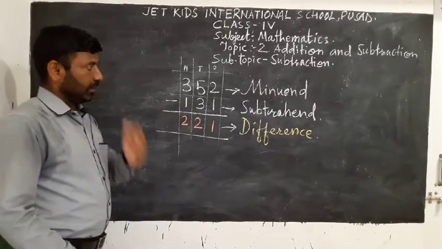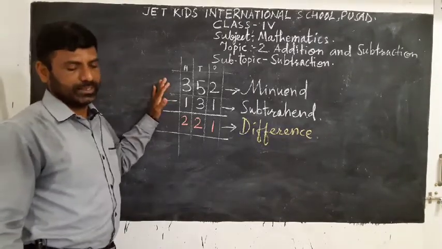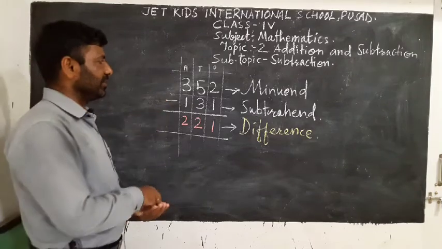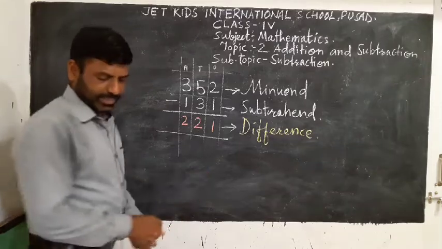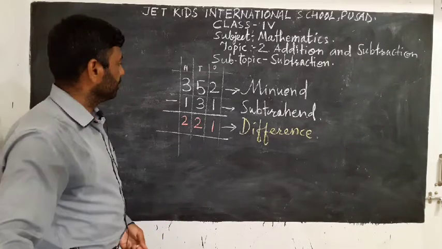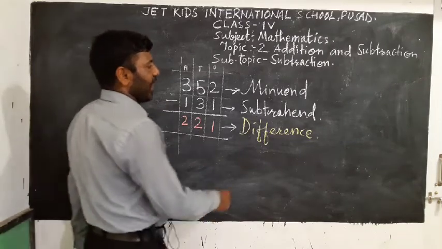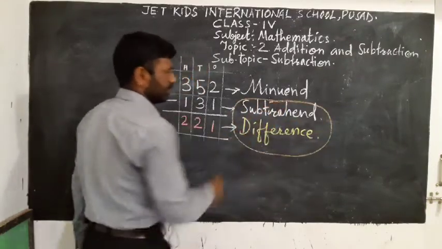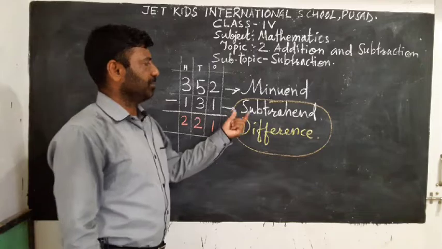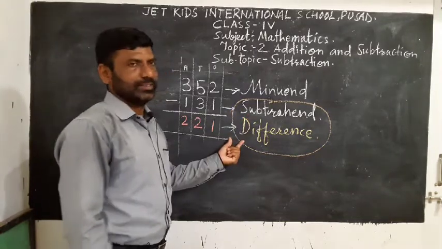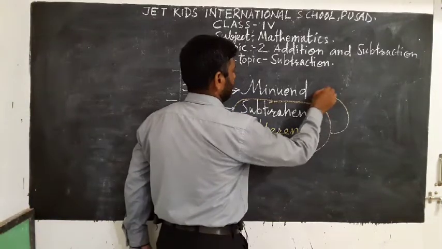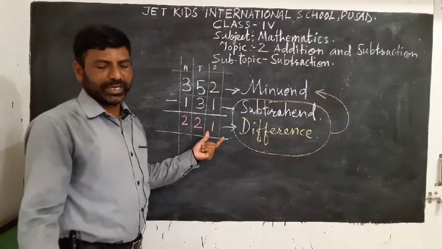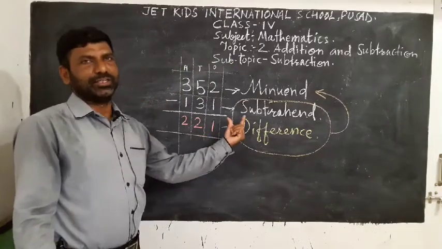Let's see how to check subtraction using addition. It's very easy. If you add the subtrahend and the difference, you will get the minuend. This is a checking method. Checking subtraction using addition. Understand?